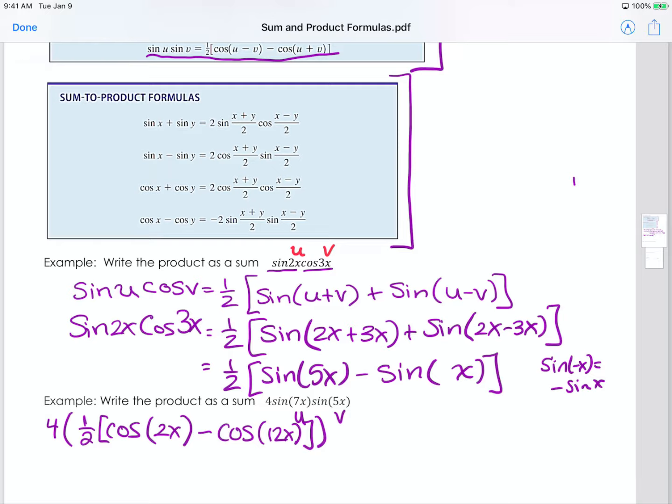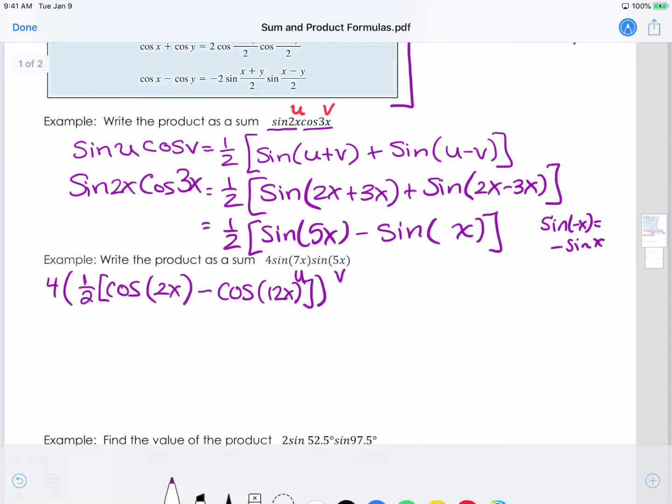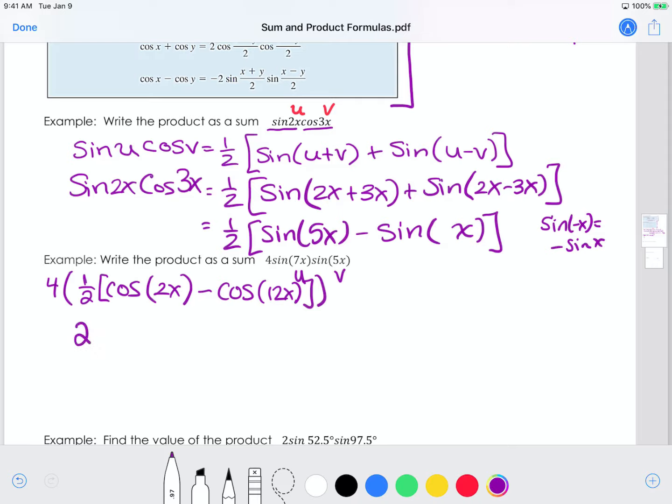So then I can multiply through the 4 and the 1/2, and I can rewrite this as 2 cosine 2x minus cosine 12x.